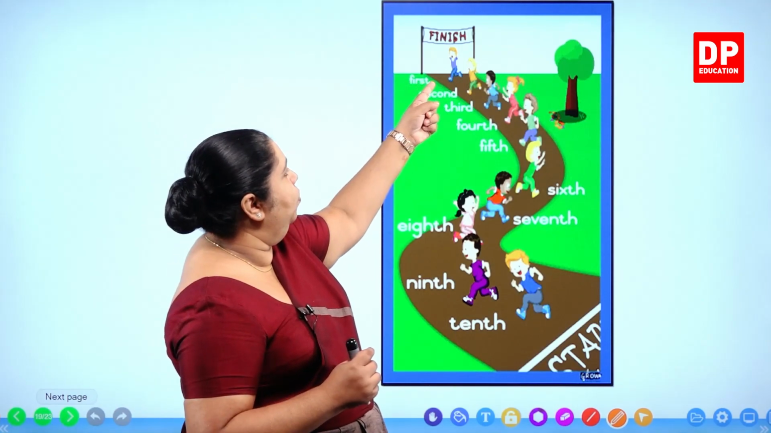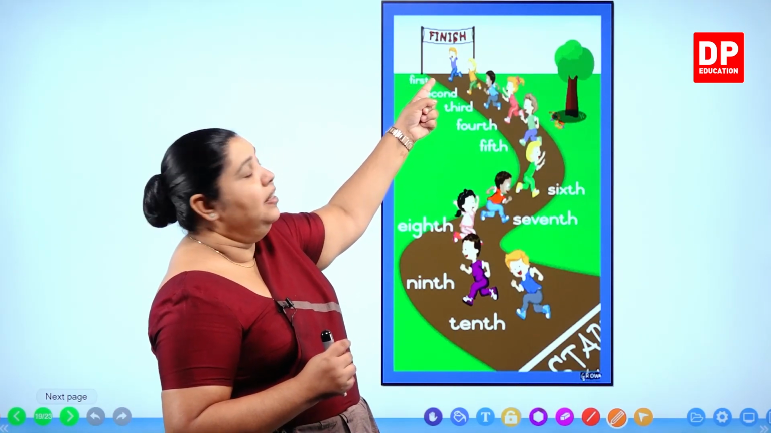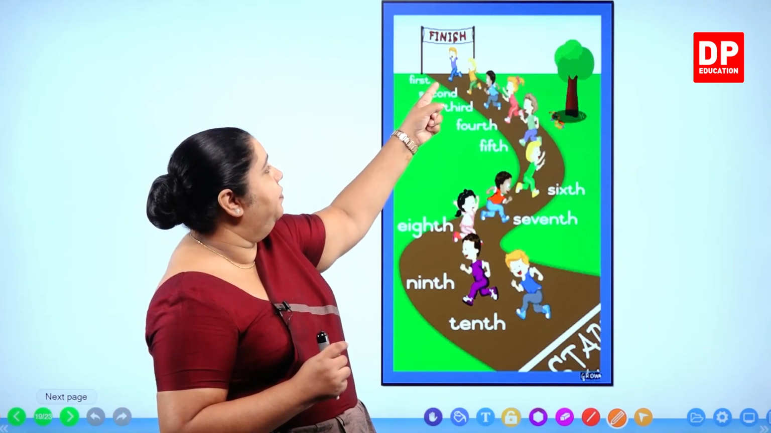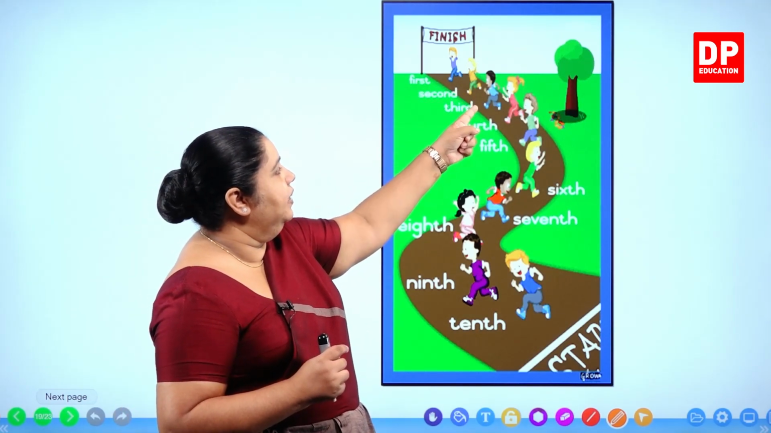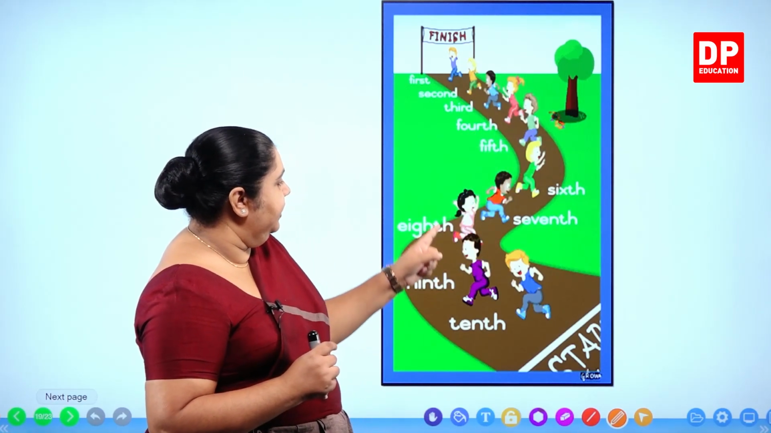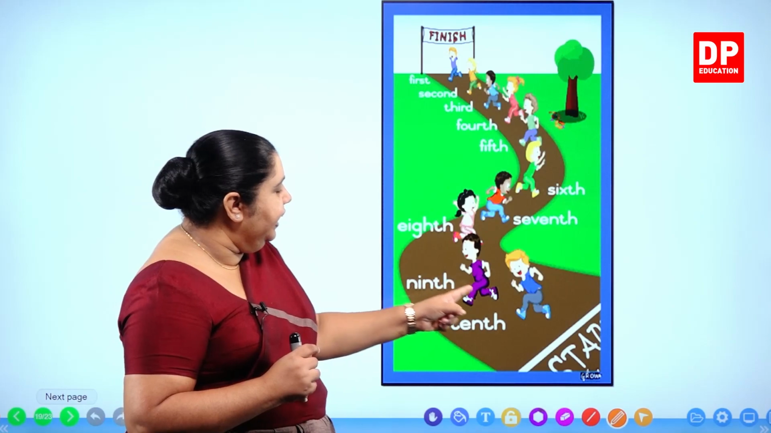This is the finishing line. So the person who comes first, the person who finishes the race first will become the first person. Second, third, fourth, fifth, sixth, seventh, eighth, ninth, 10th.